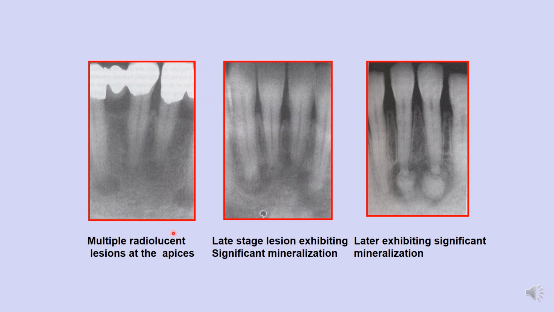So this is what I mean. So multiple radiolucent lesions that are seen at the apex. You see one, you see two, three, four, right? Now, during late stage, these same areas show opacities, later exhibiting significant mineralization, right? So there is radio-opacity, and around that there is a rim of radiolucency, right? So these clearly show various different stages of periapical cementosseous dysplasia.